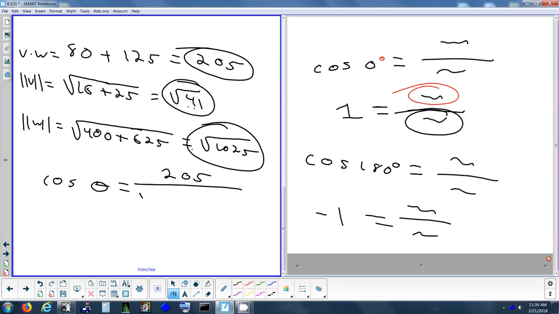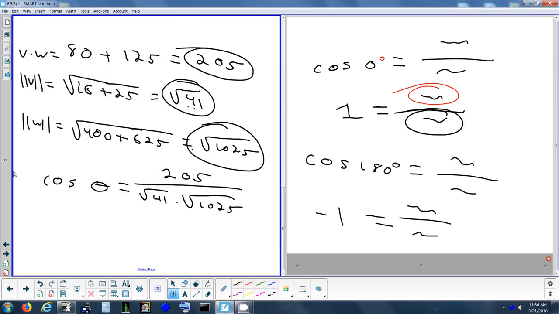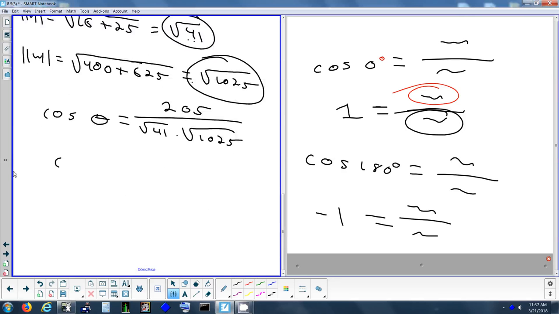Dot product over the product of the magnitudes. Let's do the square root of 41 times the square root of 1,025. Again, 205. And what's 205 divided by 205? One. So the fraction just came out to one.